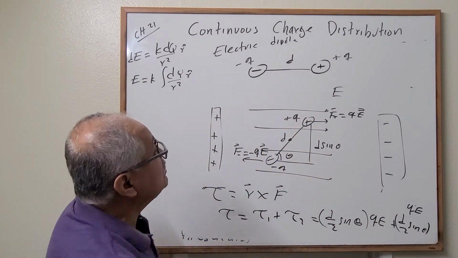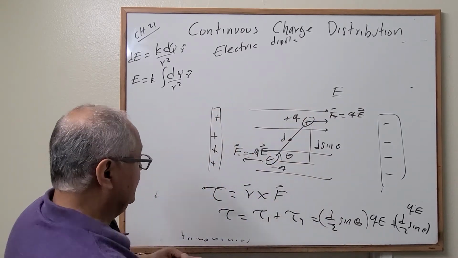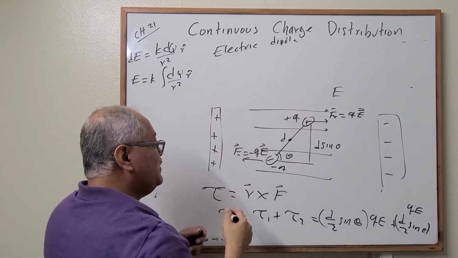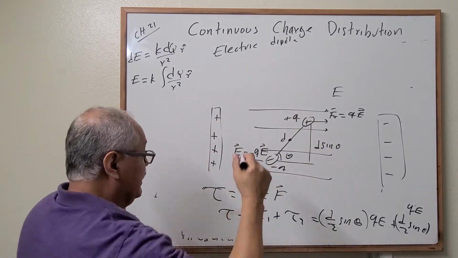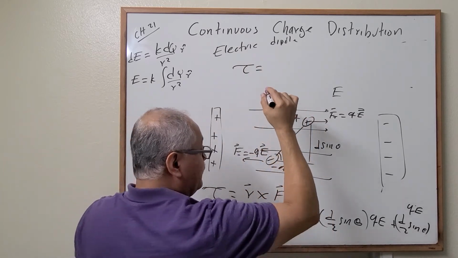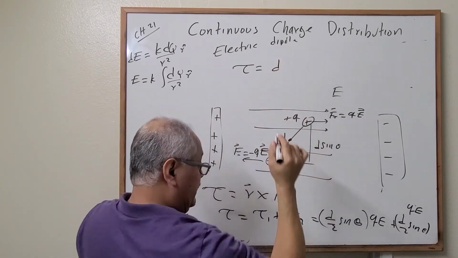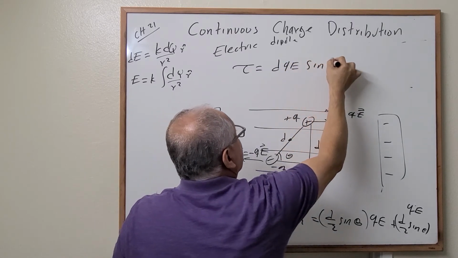Great. So what should then be the torque for this dipole, an electric dipole in an electric field? The torque is equal to Q E times sine theta.